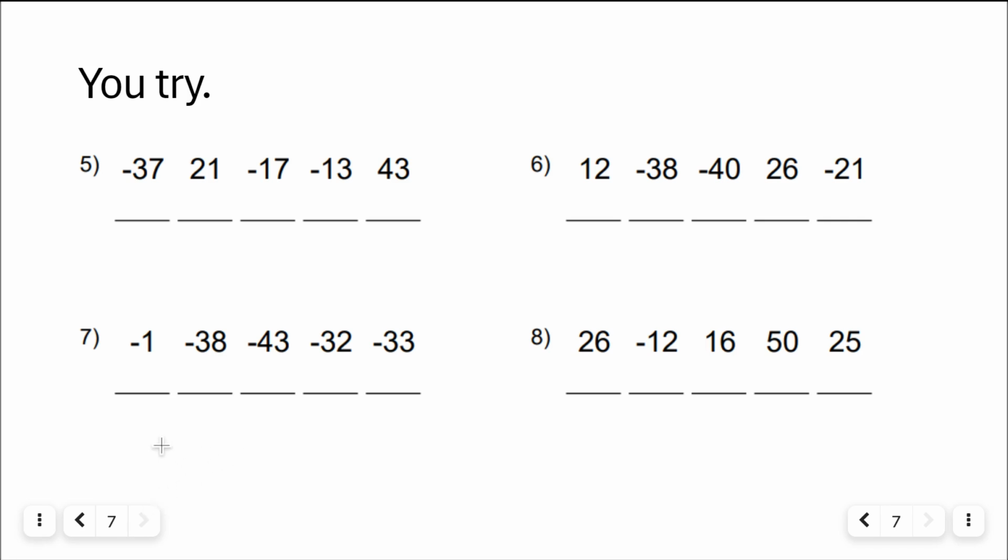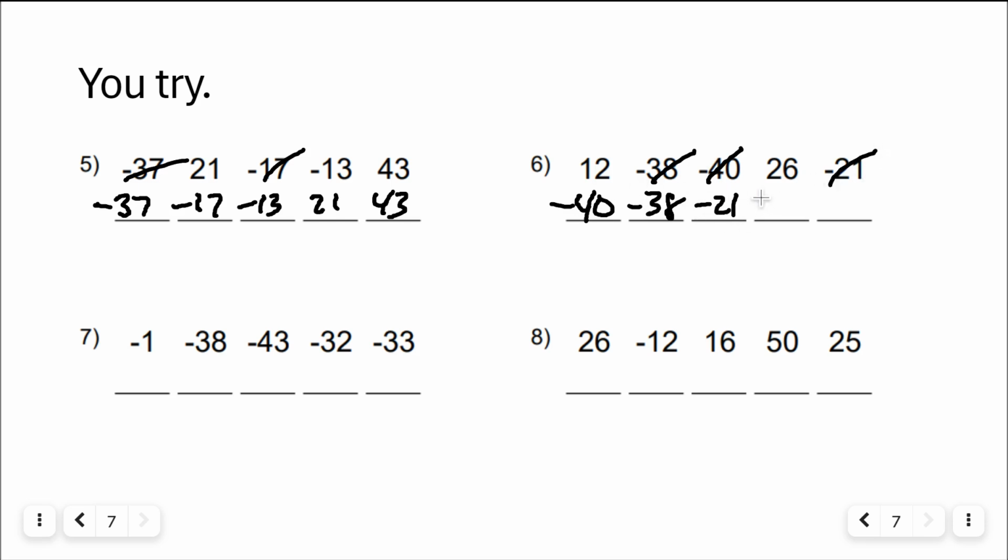All right, and finally, here's a chance for you to try real quick. Just try these 4. Make sure you can get them right. Okay, like I said, skip to the end of the slide. Make sure you have your answers correct. Check them all. All right, so negative 37, 21, negative 17, 13, and negative 13 and 43. The number furthest to the left is negative 37. Then negative 17, negative 13, 21, and 43. Over here, we have negative 40 is furthest to the left, then negative 38, negative 21, 12, 26.